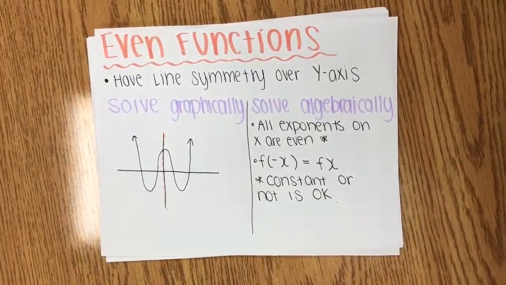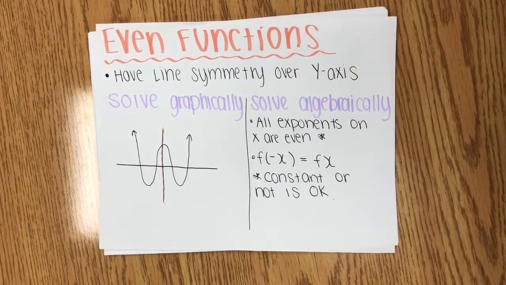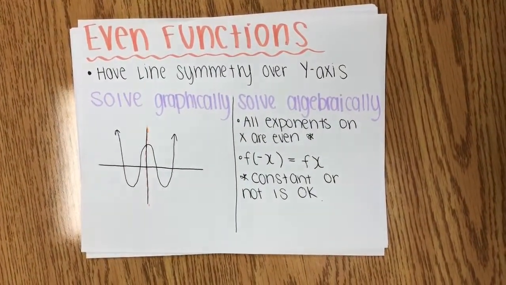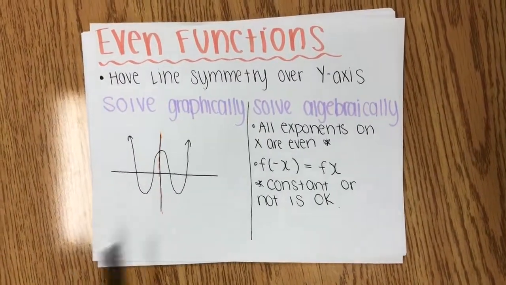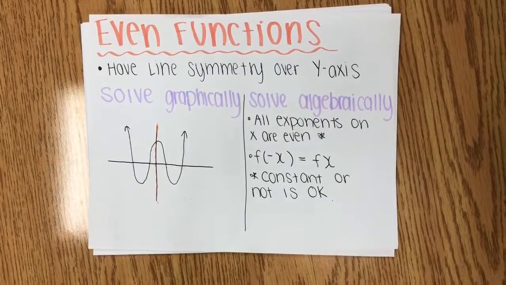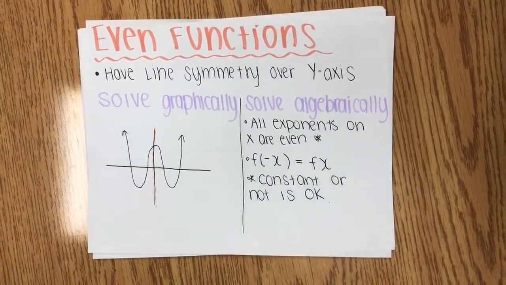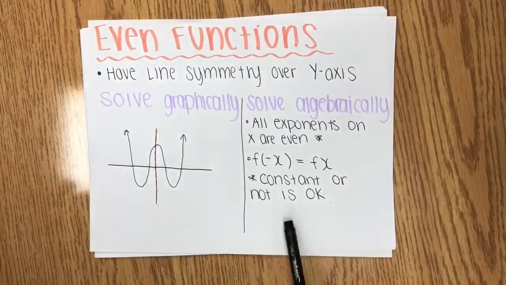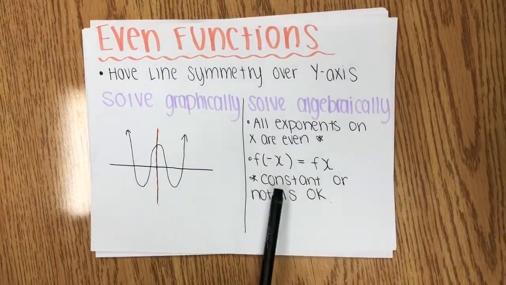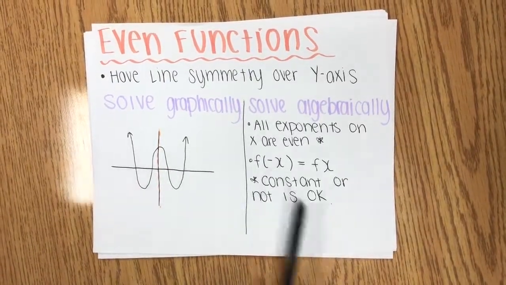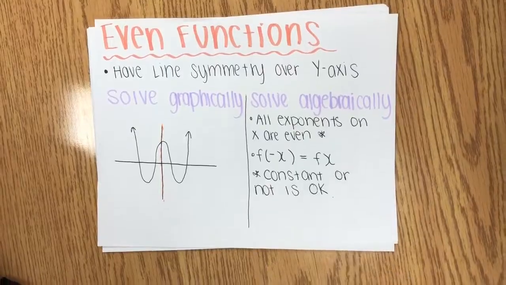Even functions have line symmetry over the y-axis, and there are two ways to solve this: graphically and algebraically. To solve this graphically, you can check if the function is mirrored over the y-axis. To solve algebraically, check if in the equation in standard form all the exponents on x are even, and whether there's a constant or not doesn't matter. Also, if you plug in negative values for x, you would get the original equation back out.